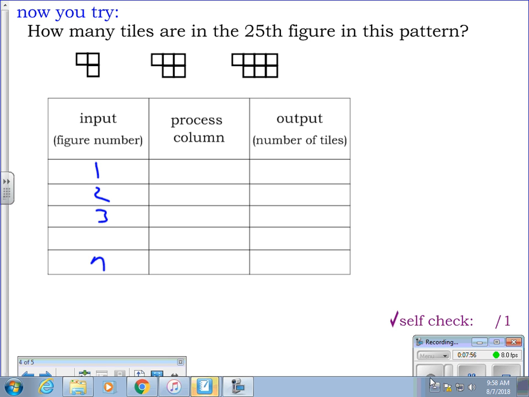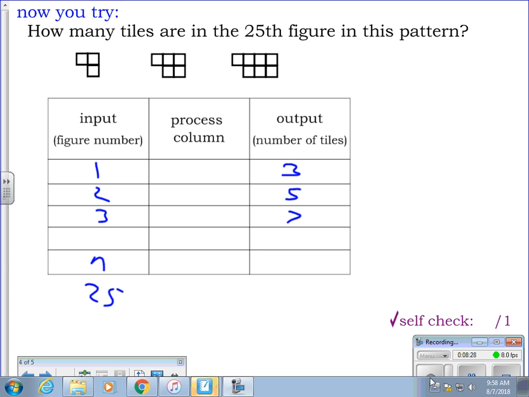There are 3 tiles. Okay, there are 1, 2, 3, 4, 5, 6, 7, 8, 9, 10 toothpicks, I think, but it's 3 tiles is what we want. On the next one, we have 5 tiles. On the next one, we have 7 tiles. We're looking for the nth, and we actually want to do this to figure out what the 25th is. 3, 5, 7. Okay, how do we get from 3 to 5 and 5 to 7?